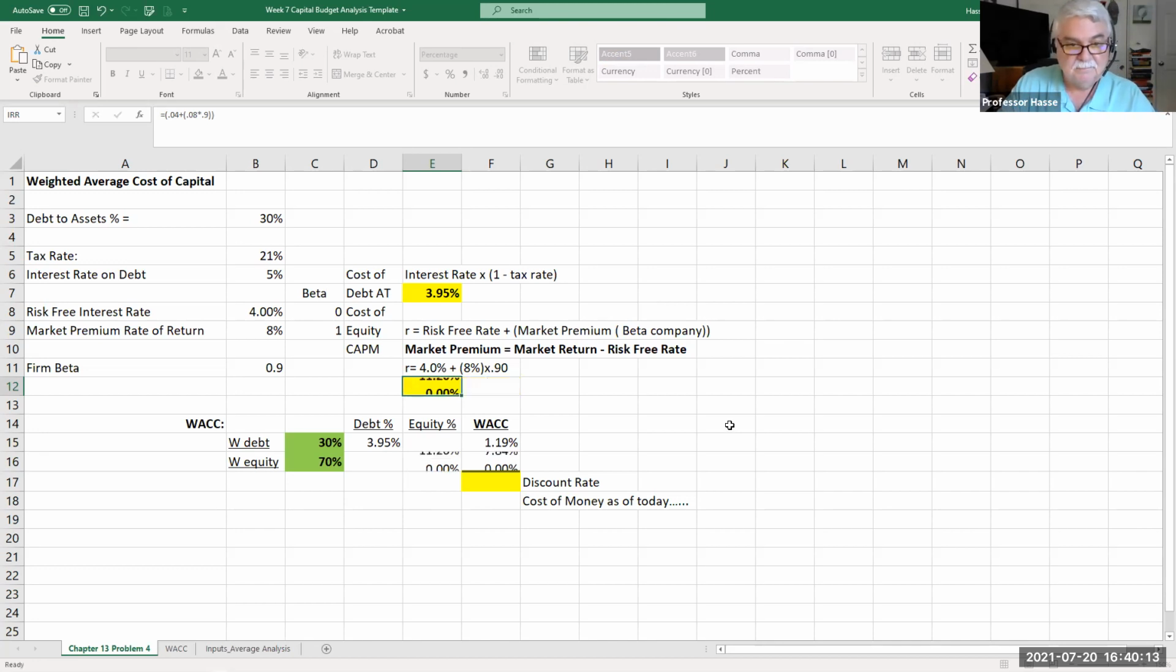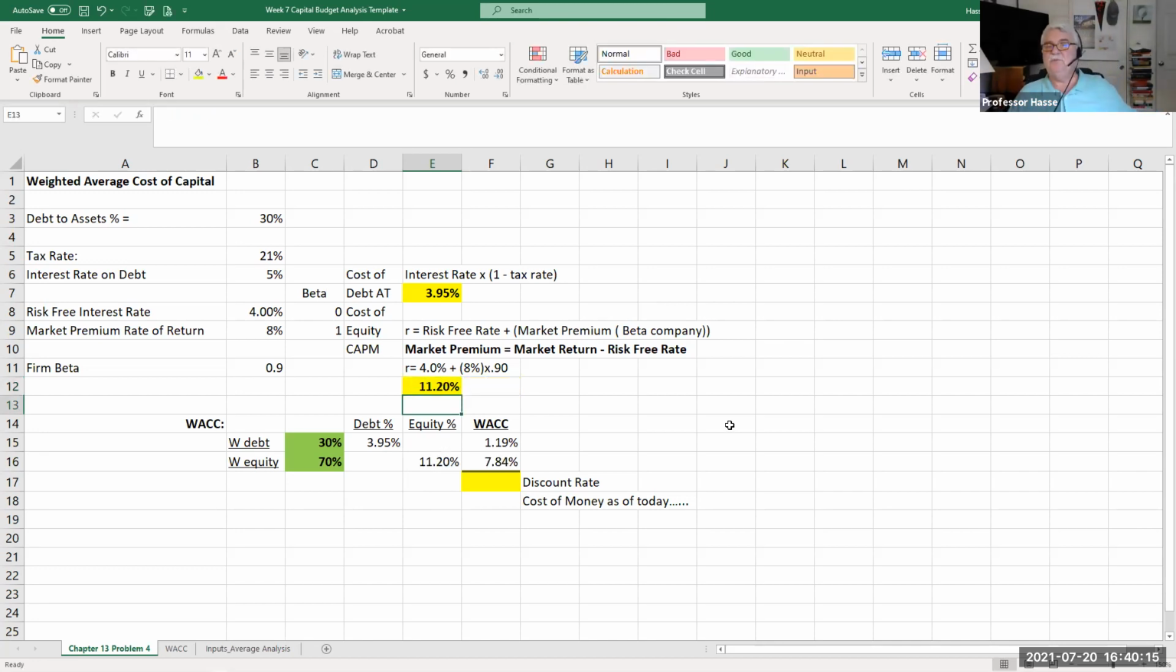And here we go, 11.2%. In other words, it's taking the risk, let me make sure I did that right, it doesn't look right. 4% plus, yep, 11.2, that's correct. So with that, the market premium is taken times the beta 0.9, which is 7.2%, add 4% to that, and you'll see our return is 11.2%.